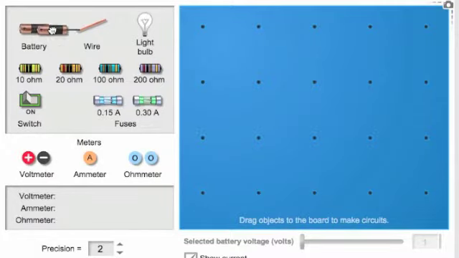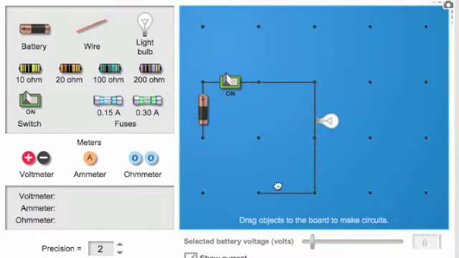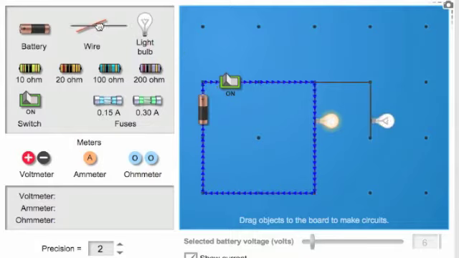First, let's build a parallel circuit using the simulation. We'll have a power supply set to 6 volts. We have a switch running to a wire and a bulb, and back to the power supply. We can add a second branch or path over here. There are now 2 paths back to the power supply, the long path and the short path.